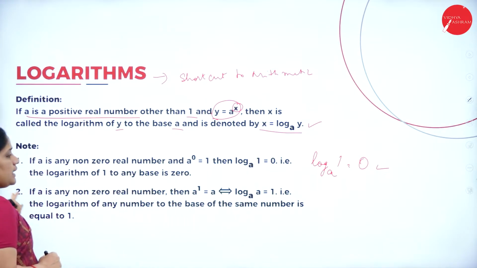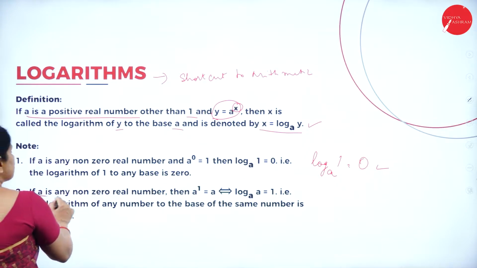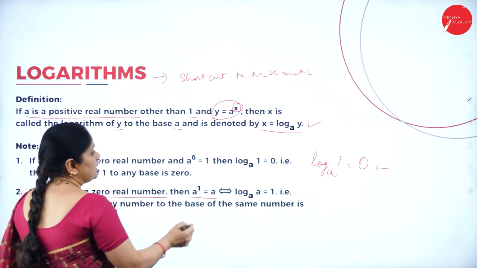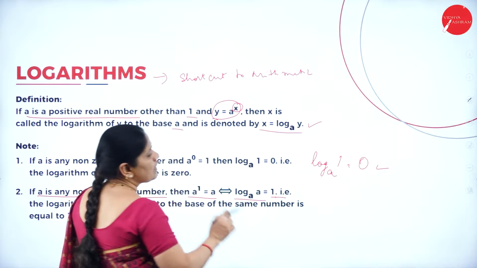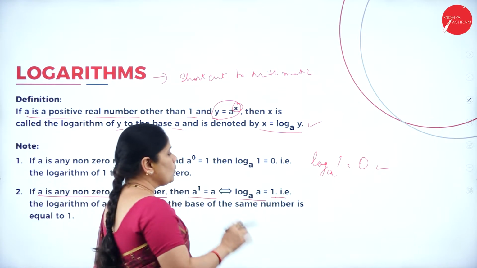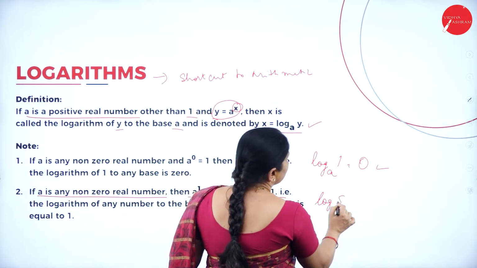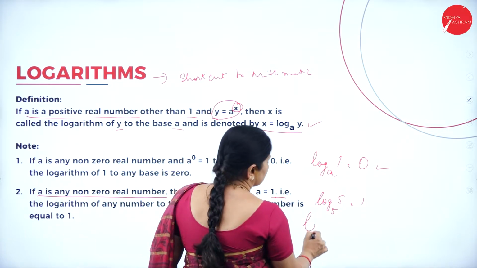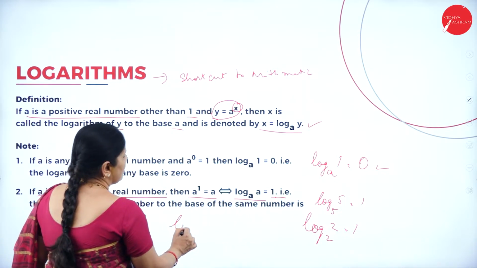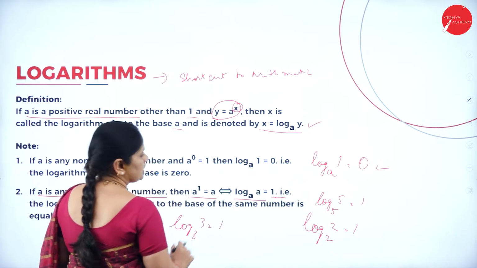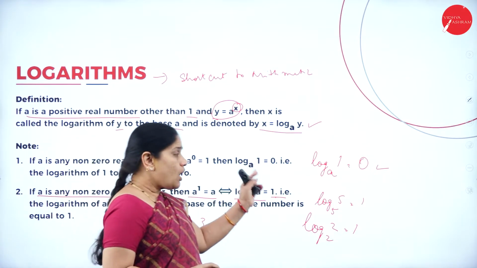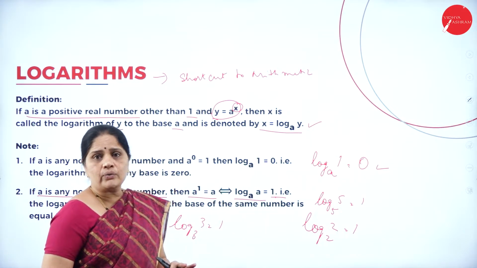The third important condition is, if a is any non-zero real number and a to the power of 1 equals a, then log a to the base a equals 1. That means log of any number to the same base is always equal to 1. Suppose I write log 5 to the base 5, it is 1. Log 2 to the base 2 is equal to 1. Log 3 to the base 3 is also equal to 1. Log of 1 to any base is always equal to 0.